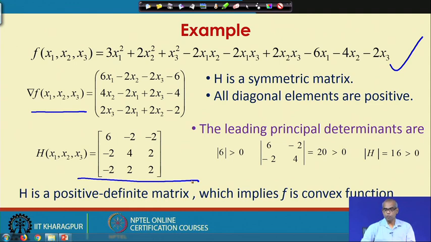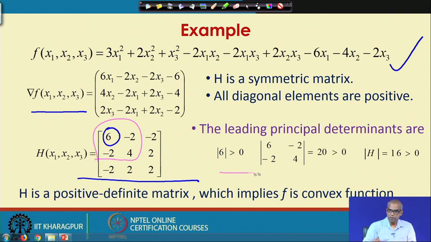We have done so far using eigenvalues, and you can find the eigenvalues here also. You can also see whether all the leading principal determinants are positive. If they are positive, then the Hessian is a positive definite matrix. So, how many leading principal determinants are there? One is 6, another is this, and finally the Hessian itself.